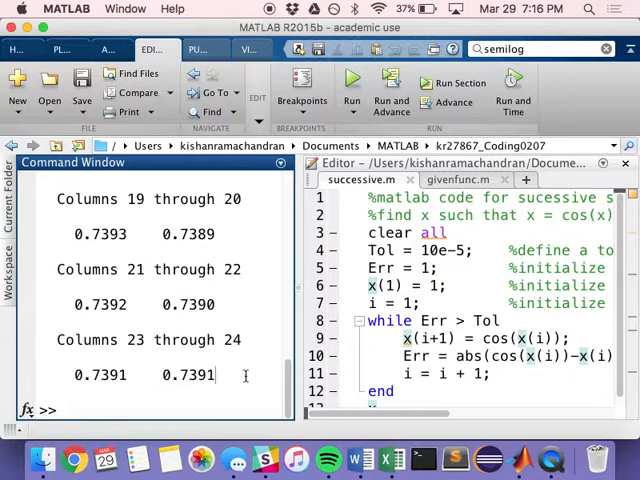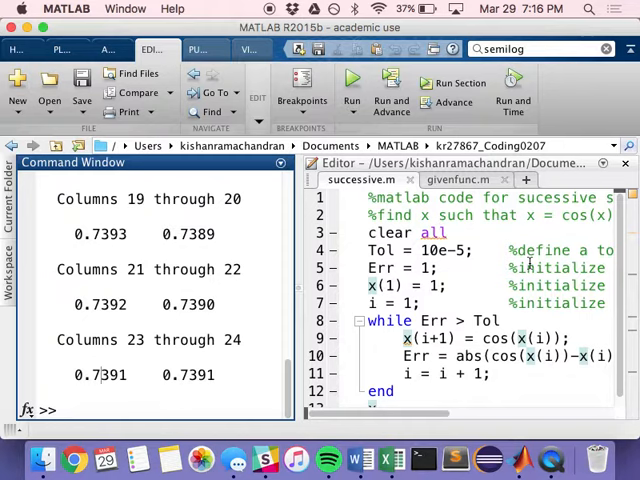And then it looks at this and goes, is this minus this similar? Because this is cosine of this guy, and this is this other value. This difference here is less than 10 to the negative 5, basically. That means that, for my purposes, it's similar enough. The answer is 0.7391. So the answer for x, the root of that function over there, is 0.7391.